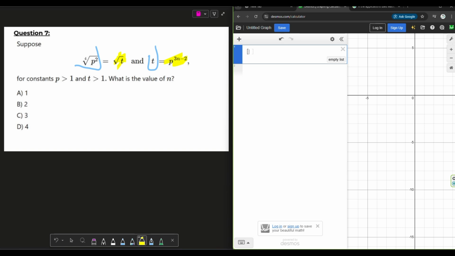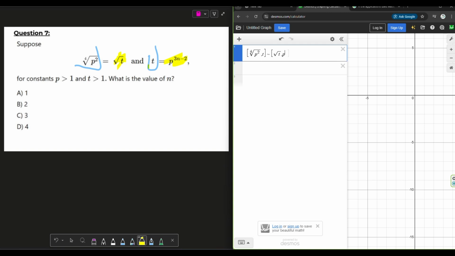Okay, let's just start plugging. I will write this, and we are told that the fourth root of p squared, this is my left part, comma, and let me write t, they should give me. When I plug this, I get square root of t. Okay, great. And when I write t, I get this part. Okay, great.